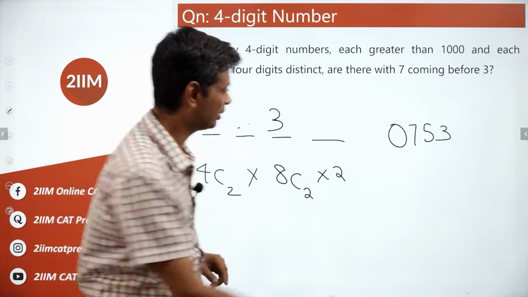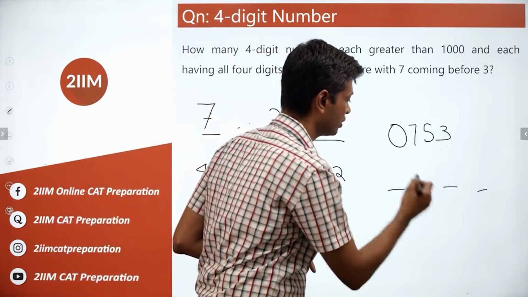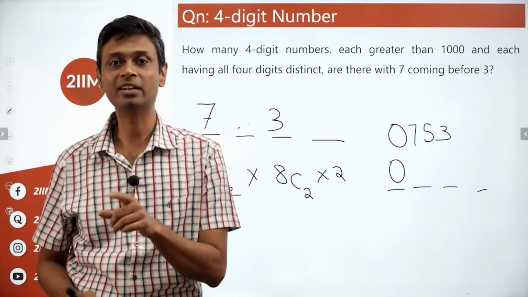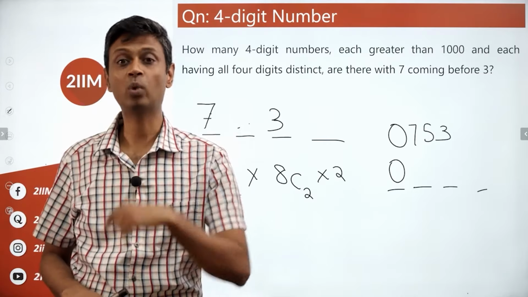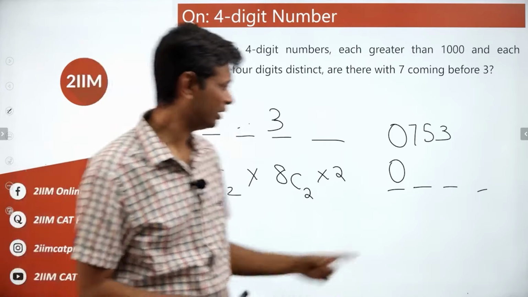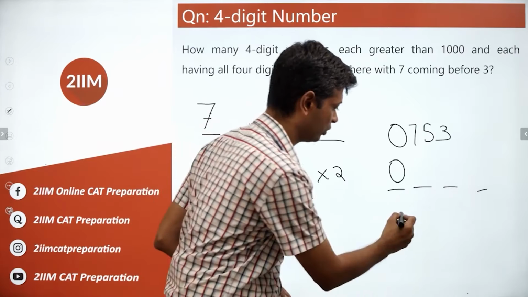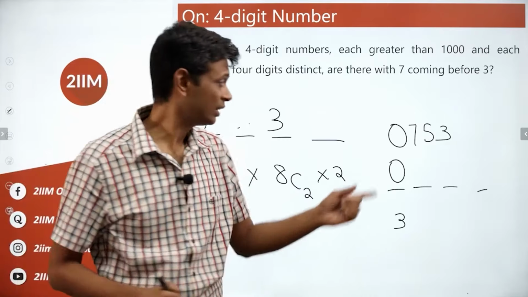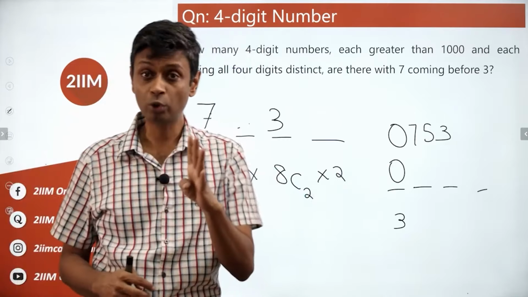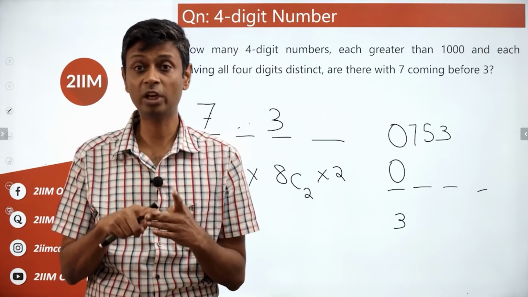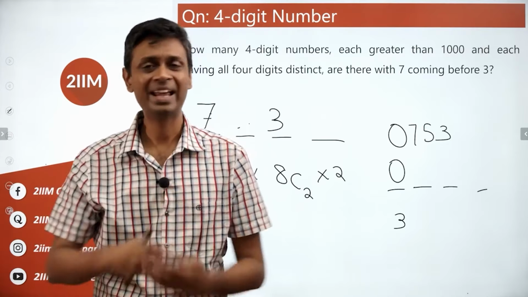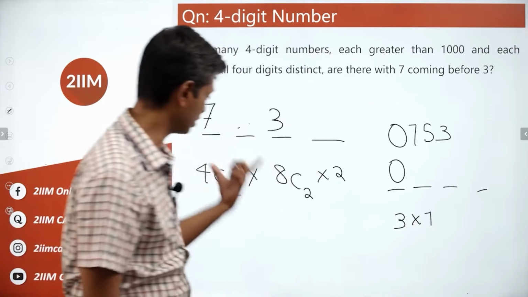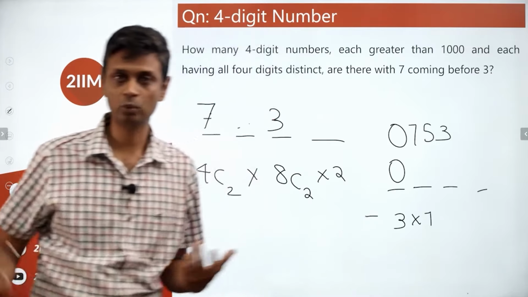What are these numbers? These are numbers where the first digit is 0, and then there is a 7 and 3 sitting inside, 7 is ahead of 3, and then there's one more digit. So 7 ahead of 3, 73, 73, 73, three different positions, 3C2. Right? Into, we have 7 remaining digits. All 4 digits are distinct, mind you. So 0, 3, 7 going away. There are 7 remaining digits, any one of those could have been there. So 3 into 7. Or from this number, subtract this number and we are through.